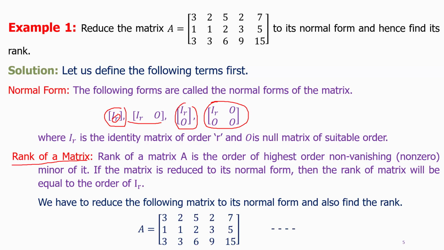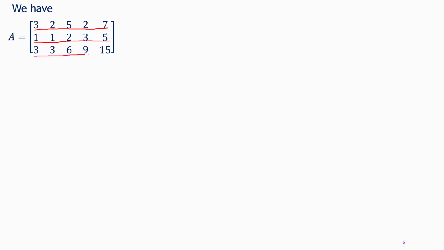So the given matrix is this. Let us consider it as equation number 1. We have the matrix A equal to 3, 2, 5, 2, 7, 1, 1, 2, 3, 5, 3, 3, 6, 9, 15.